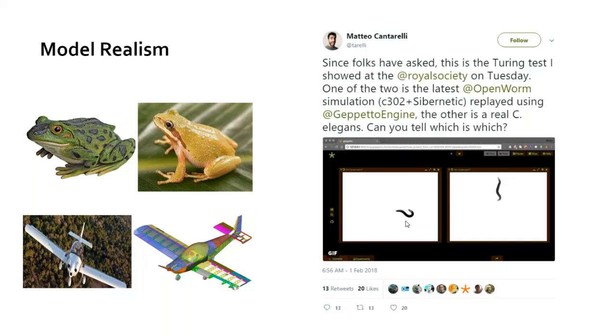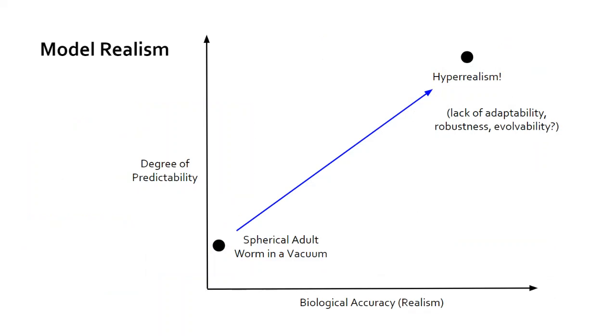So one of these is a simulation. The other is an actual worm crawling on an agar plate. And so he says, can you tell which is which? And of course, the idea is maybe you can't. But that's the idea. We don't have a Turing test for worms, but this is a really fascinating idea. When you have these realistic simulations, you can actually ask questions like this.